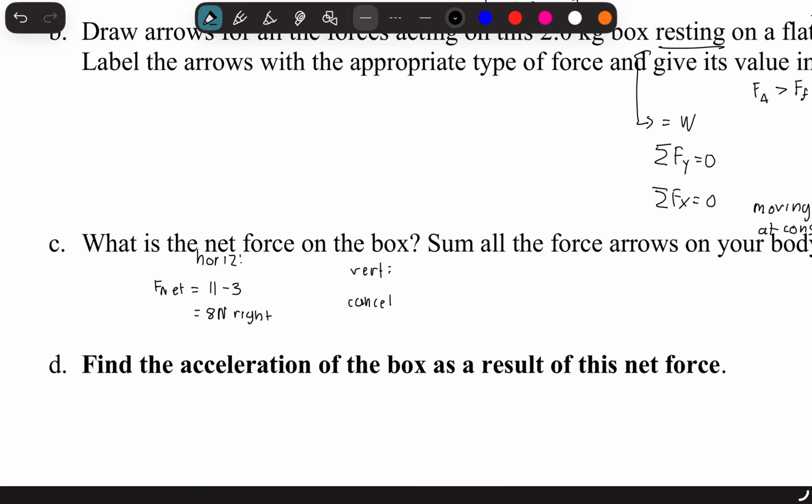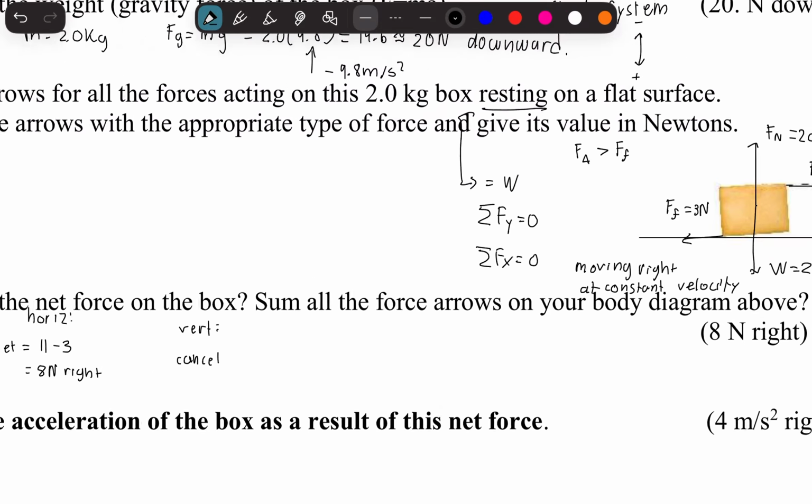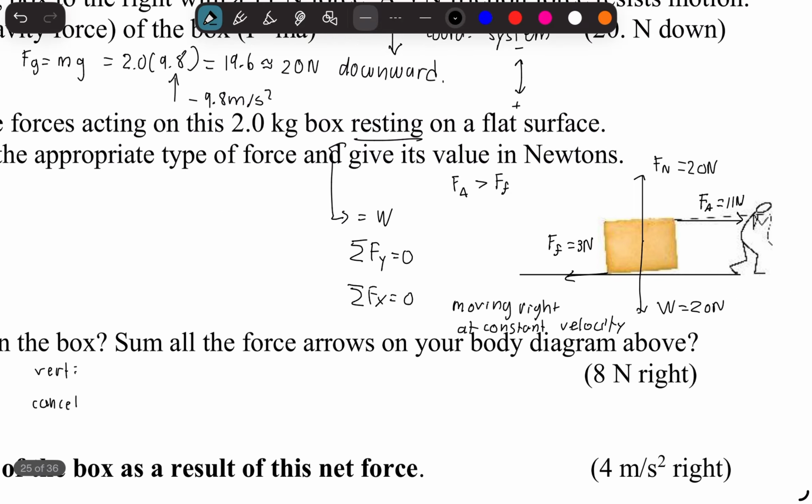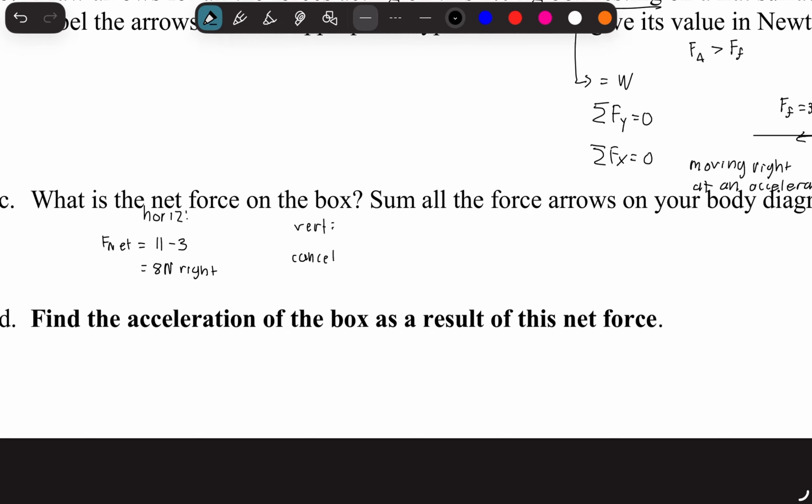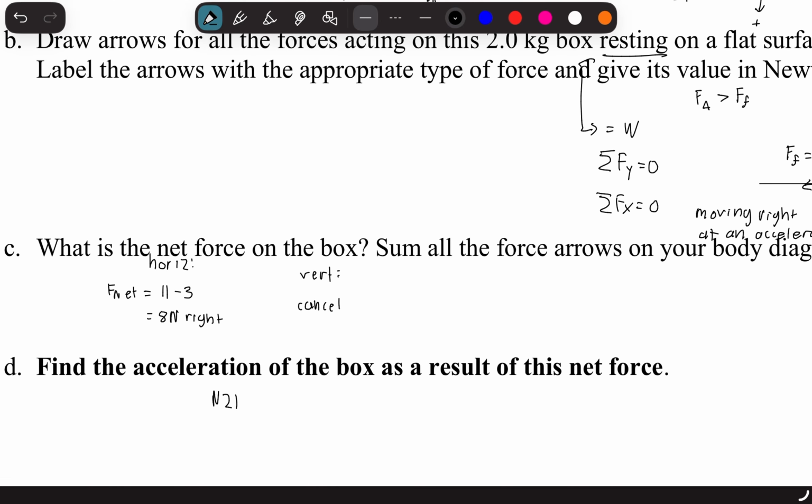Now, find the acceleration of the box as a result of this force. Actually, it wants us to find the acceleration, so it's not constant. It's just moving right at an acceleration. So we can use Newton's second law, which states that F is equal to ma. Rearranging, a is equal to F over m. Plugging in 8 over 2.0 is equal to 4 meters per second squared.